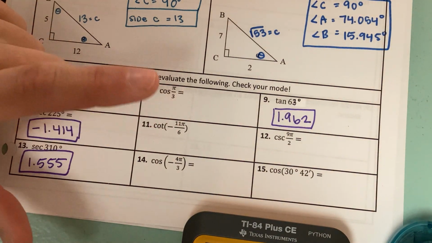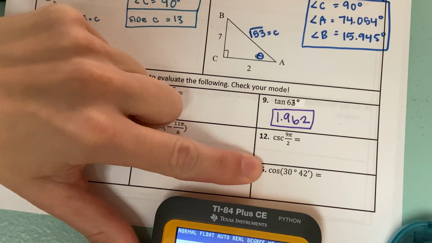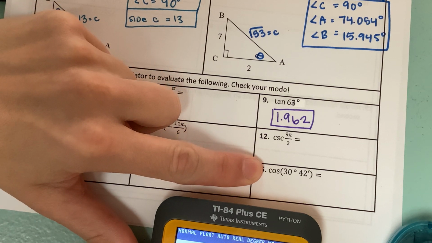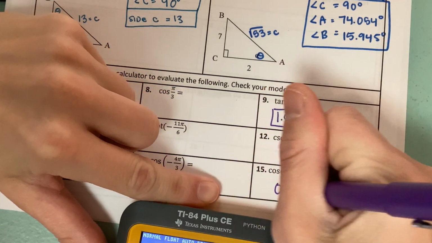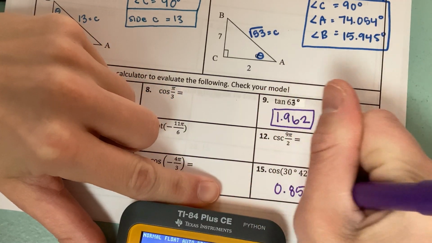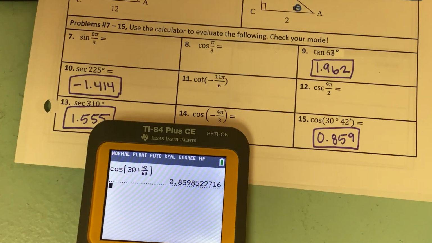And radians, radians, radians. This is my last degree one. So cosine of 30 plus 42 over 60, because the minutes you would divide by 60. And I would get 0.859.